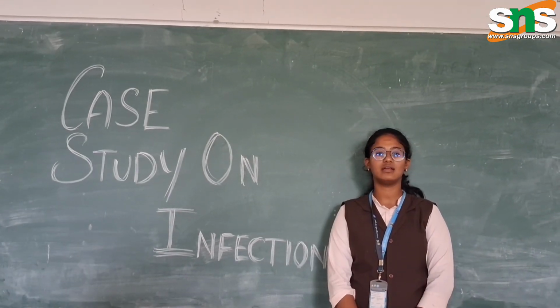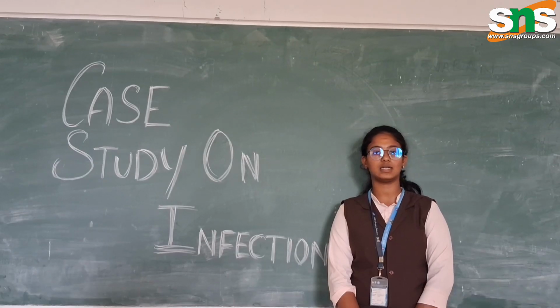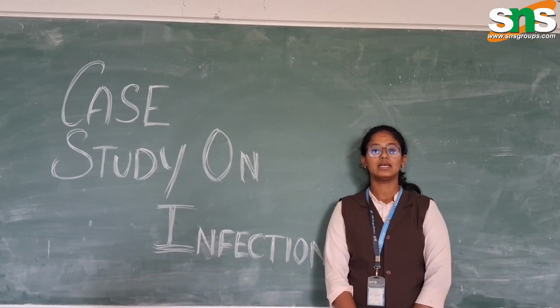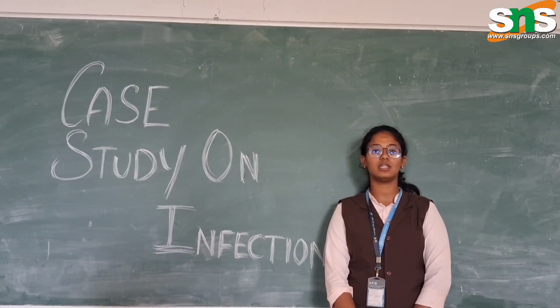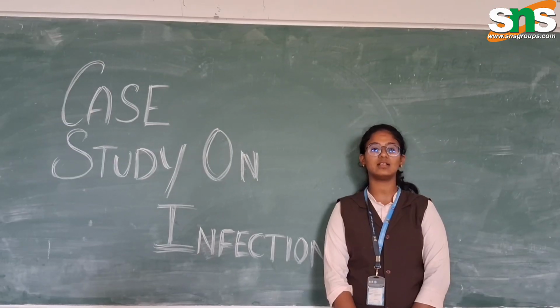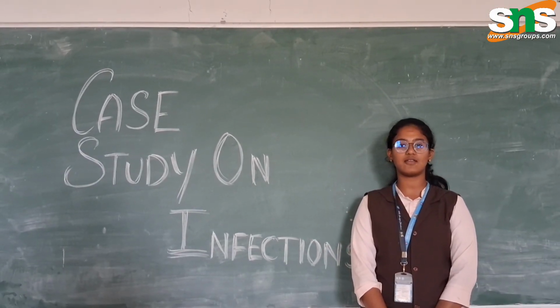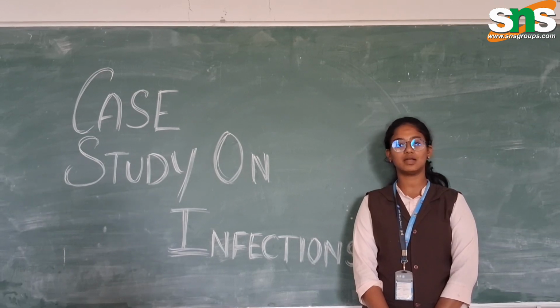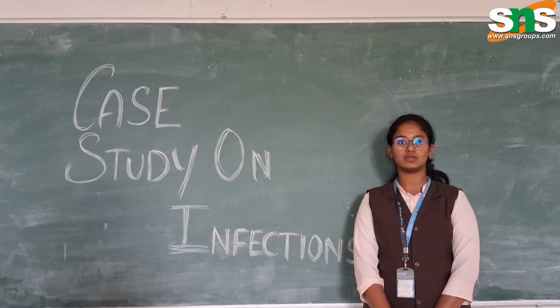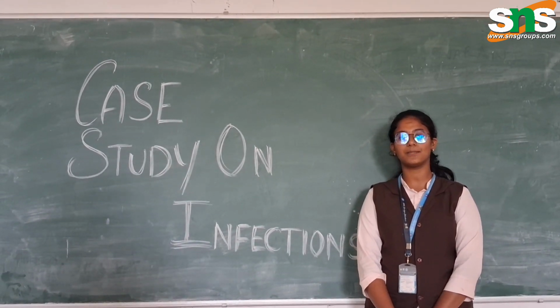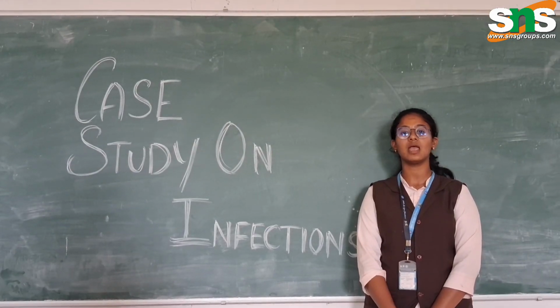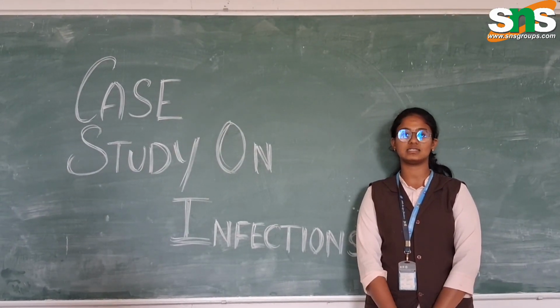Health education: drink 2 to 3 liters of water daily. Maintain proper genital hygiene. Avoid holding urine for a long time. Wear clean cotton garments. Conclusion: urinary tract infection is a common but treatable condition. Early diagnosis, proper treatment and good personal hygiene help in preventing complications and recurrence. Thank you.